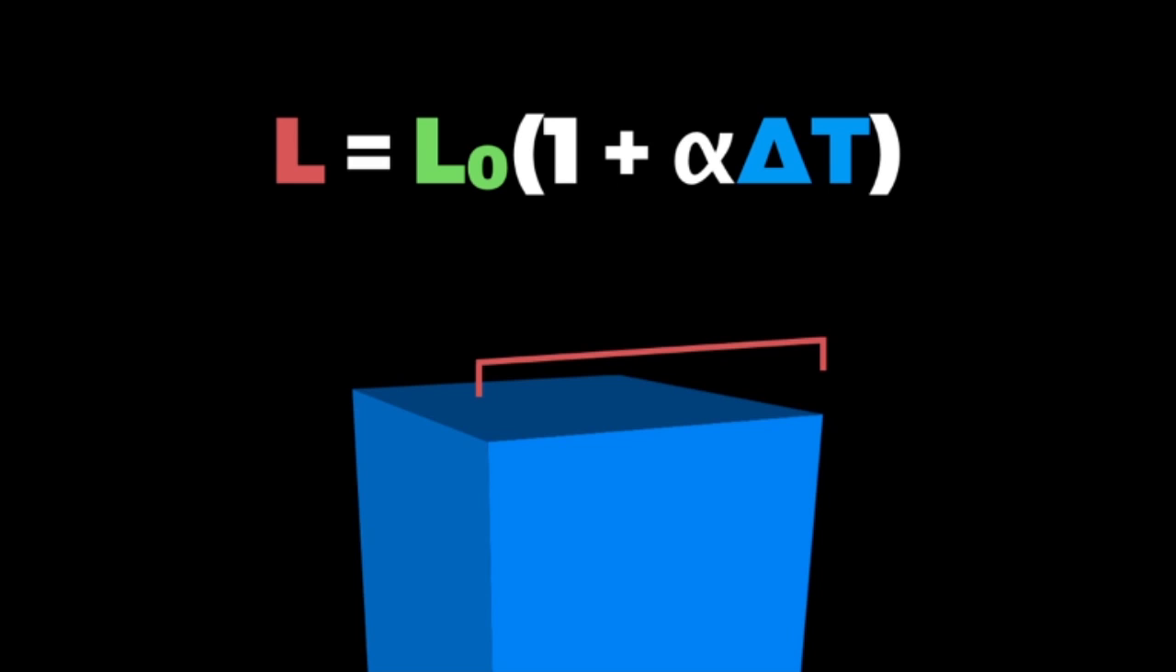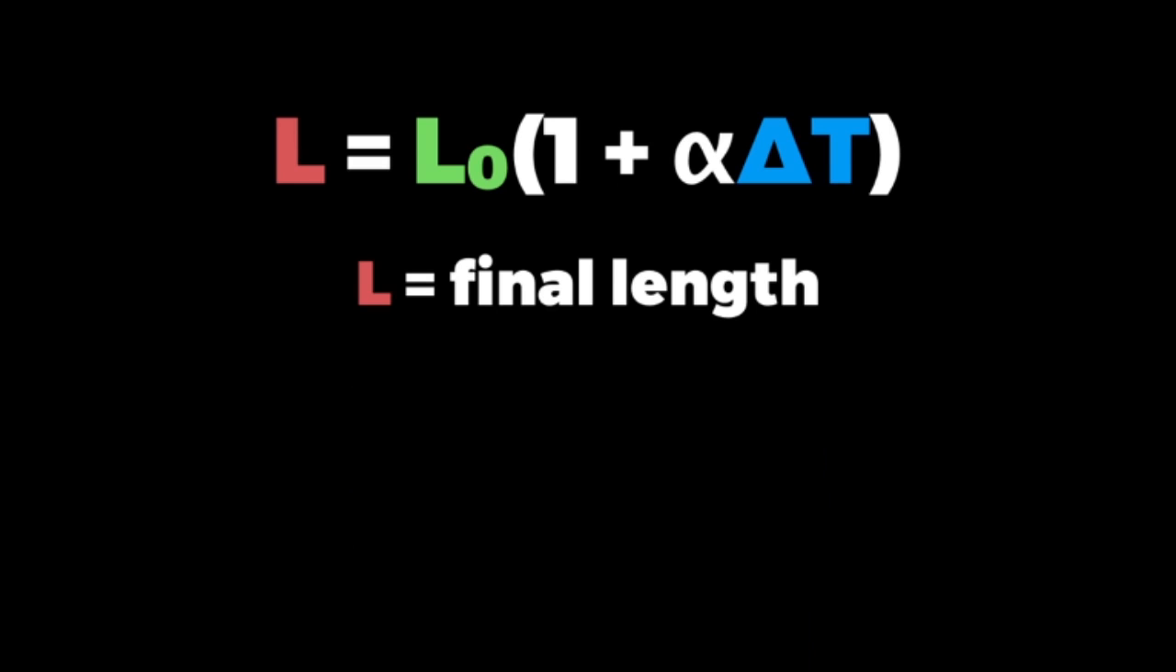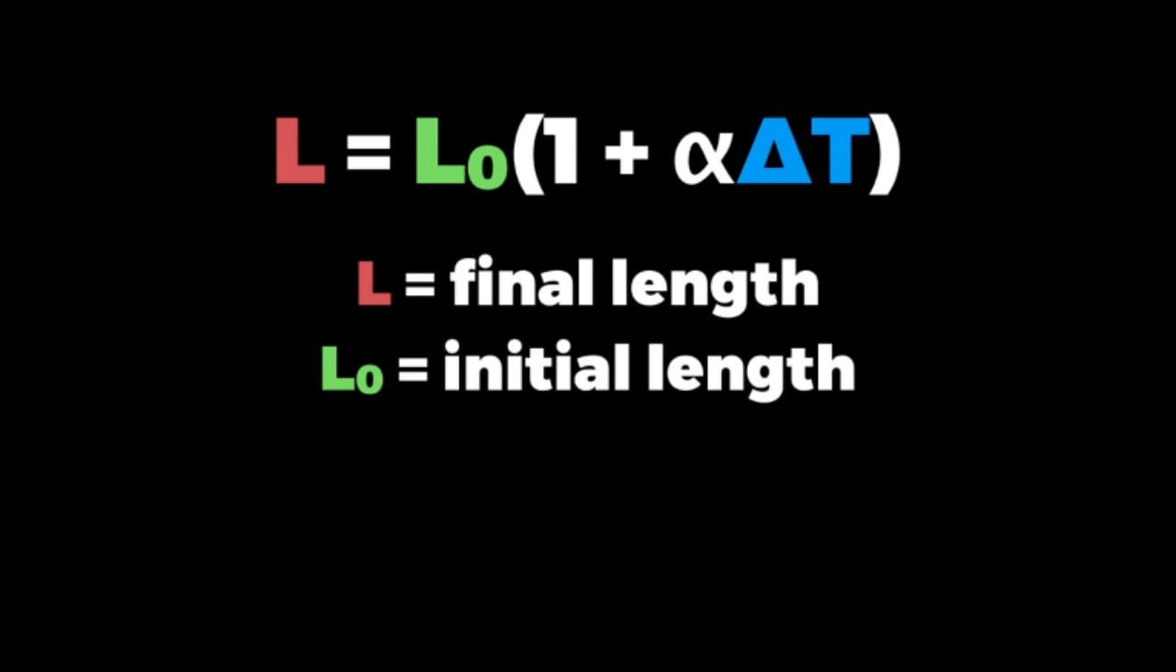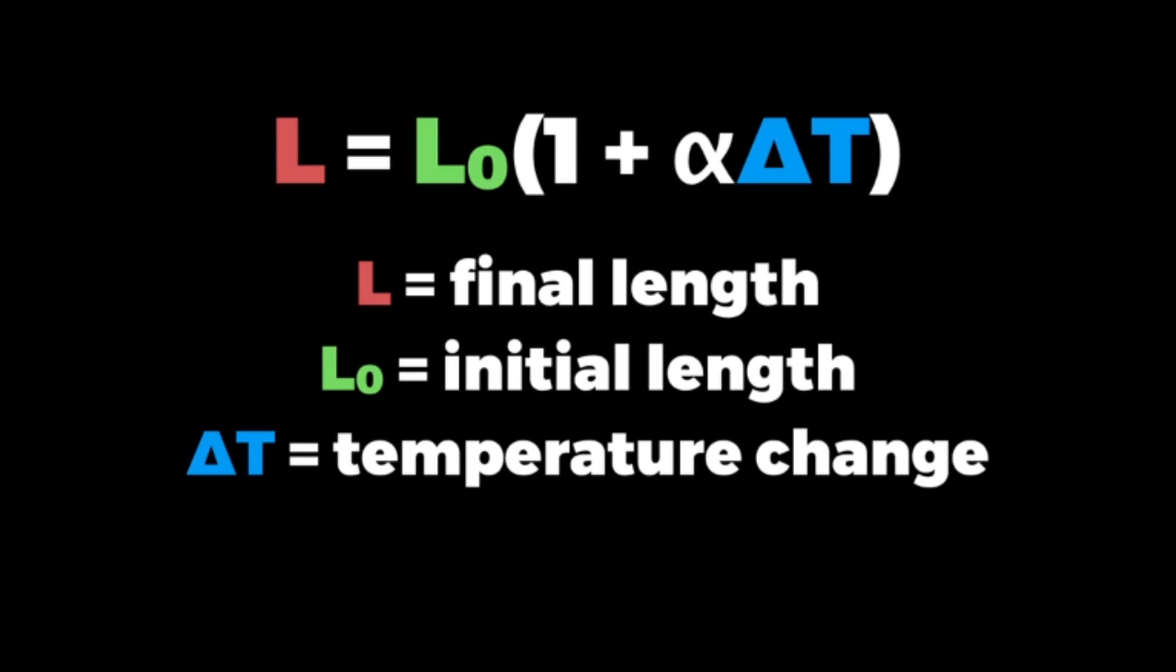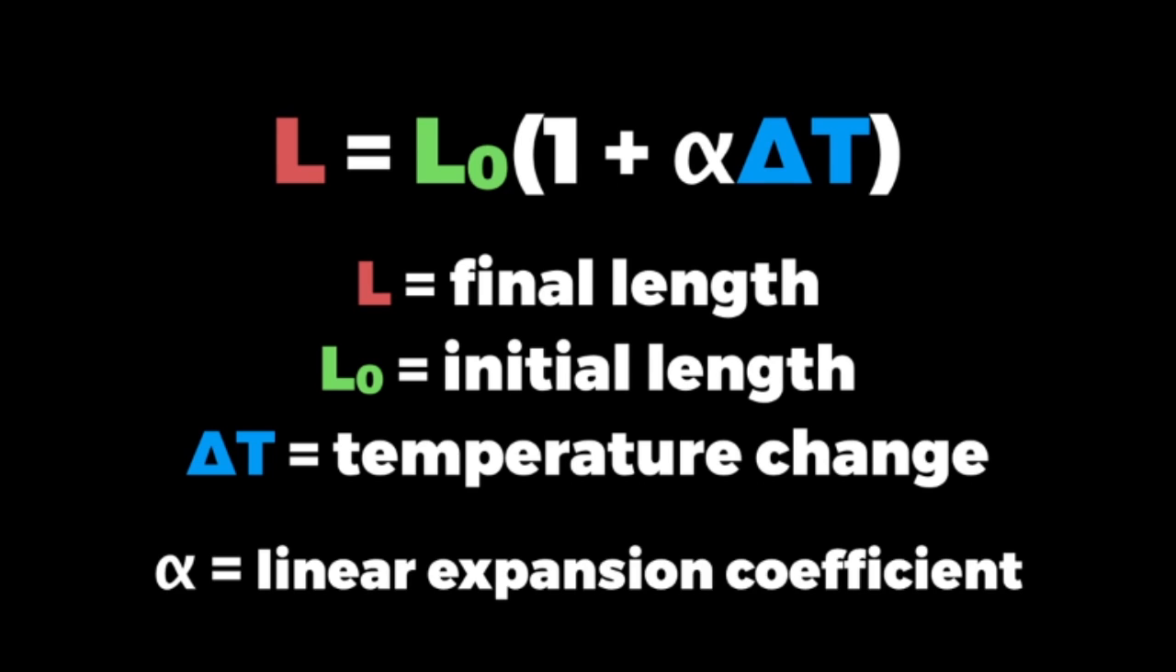And here it is. L is equal to L0 times (1 plus alpha delta T), where L is the final length of the object, L0 is the initial length of the object, delta T is the temperature change of the object, and alpha is the linear expansion coefficient.